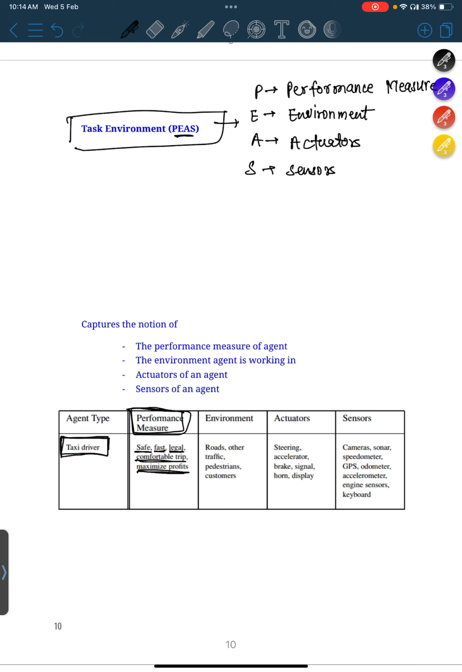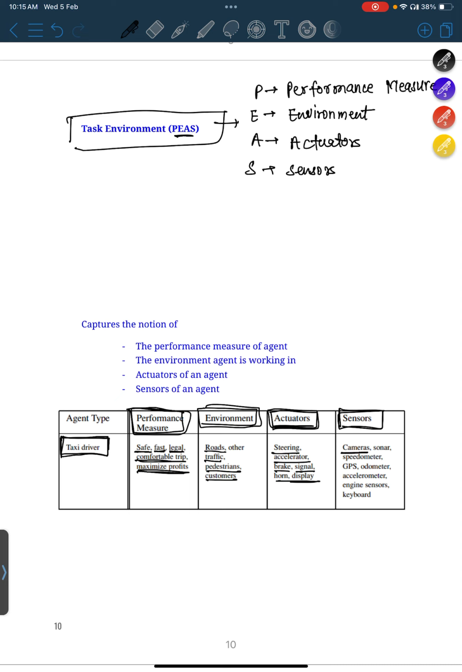So what is the environment where this agent might be working? Roads, city roads, traffic, pedestrians, customers, and so on. These are the things which define the environment where the agent needs to take decisions and take input. Actuators, using which it can generate the output: steering, accelerator, brake, signal. And sensors, through which it can sense the environment and take appropriate decisions.